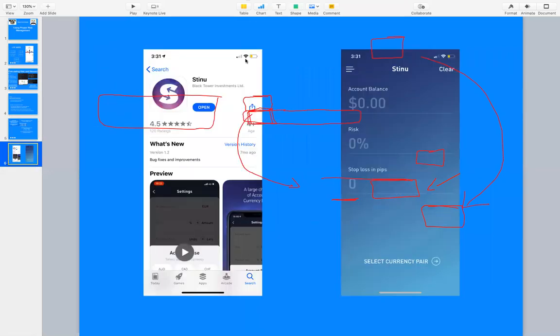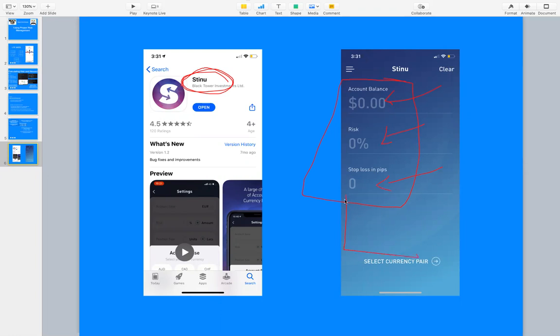Now, without having to do all this math, guys, there's a super cool app called Stinu. Now, to be frank, I'm not sure if this app is available on the Google Play Store. I know it's available on the Apple Store, but I'm not sure if it's for Androids. Now with Stinu, it does the math for you. It tells you, hey, what's your account balance? How much are you willing to risk on one trade? What is your stop loss in pips? And then it will give you a range of lot sizes to use, and then telling you what is the amount of money that is risk involved.